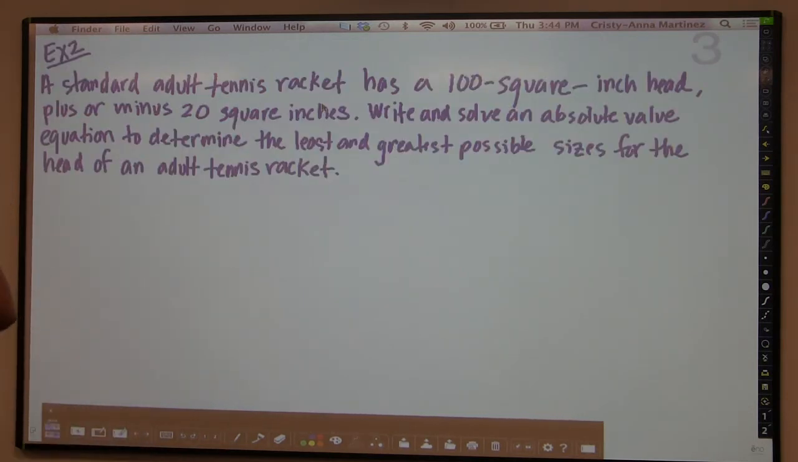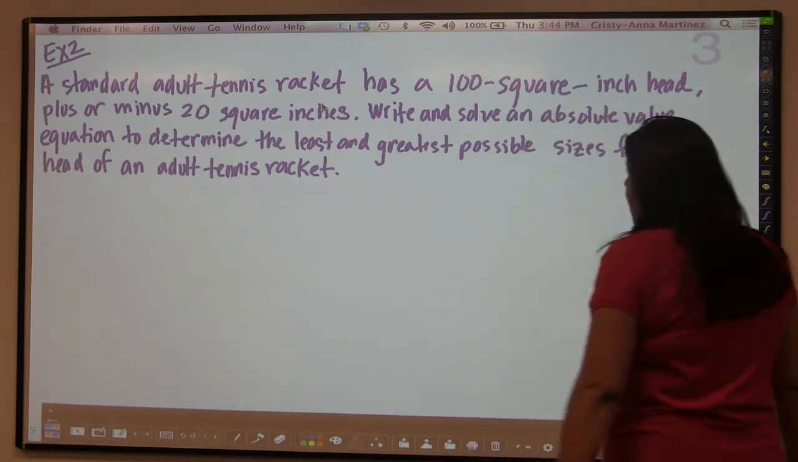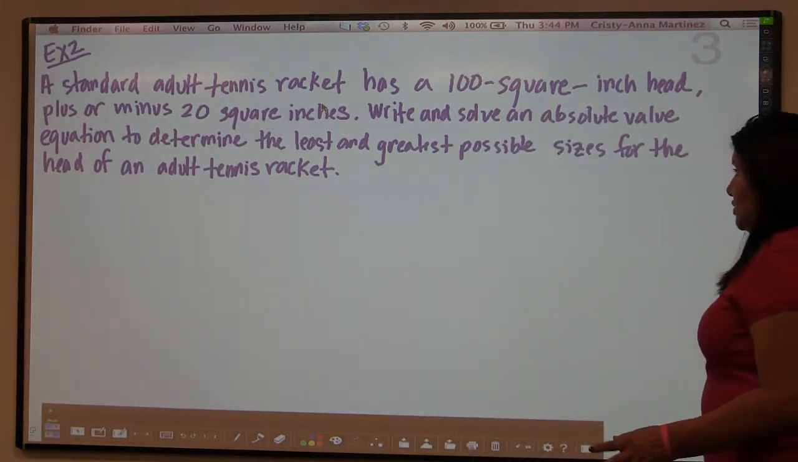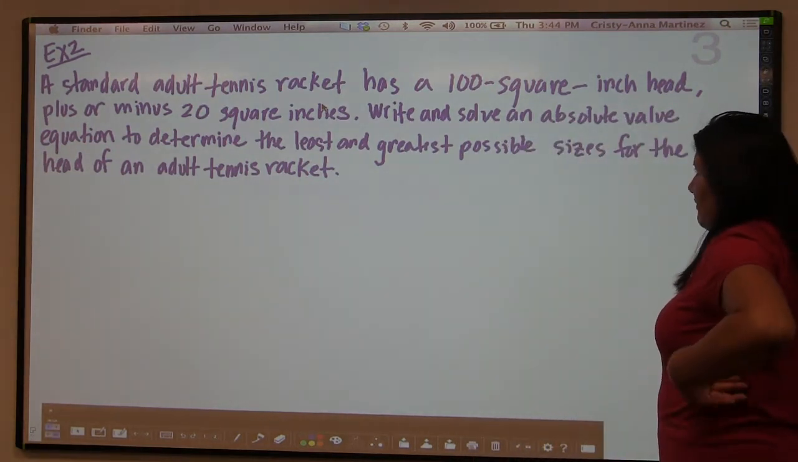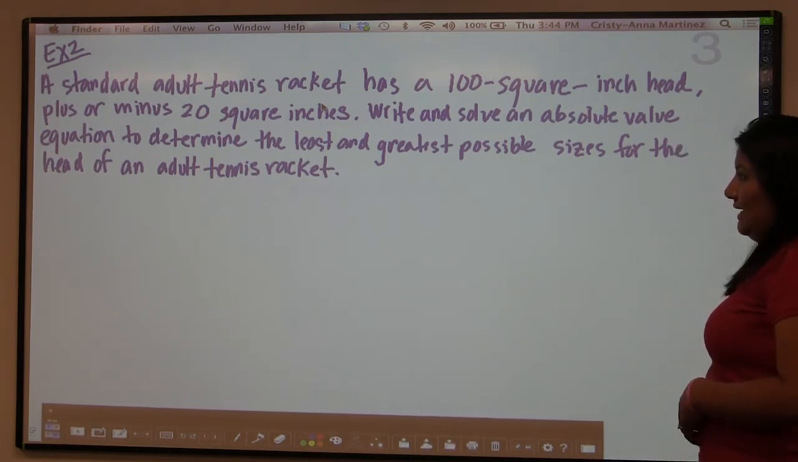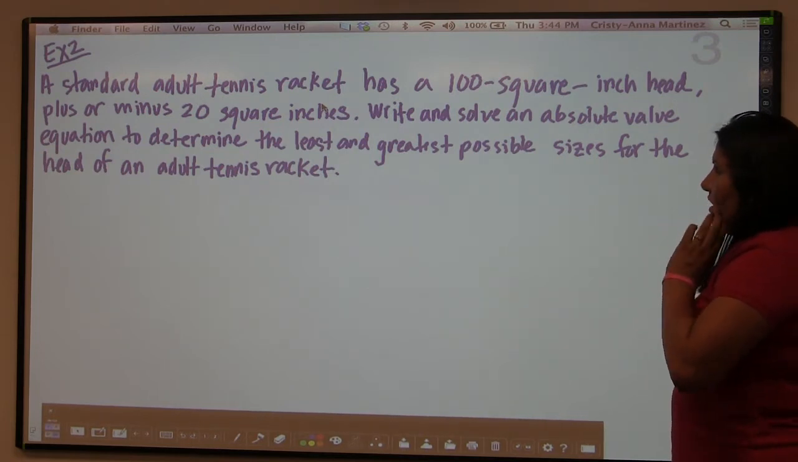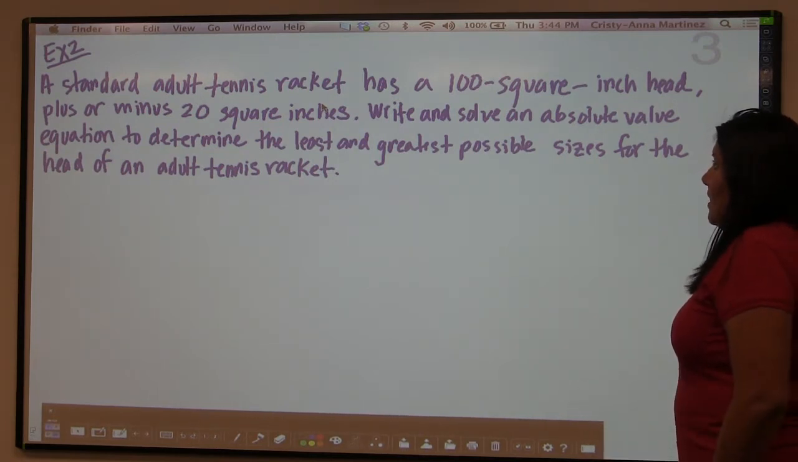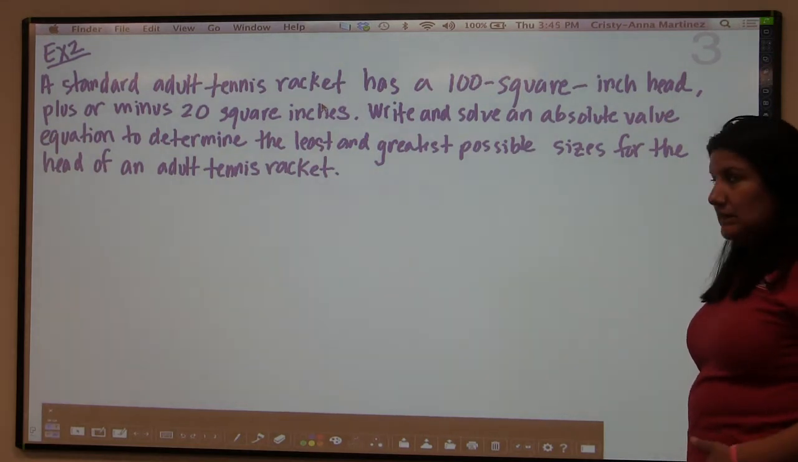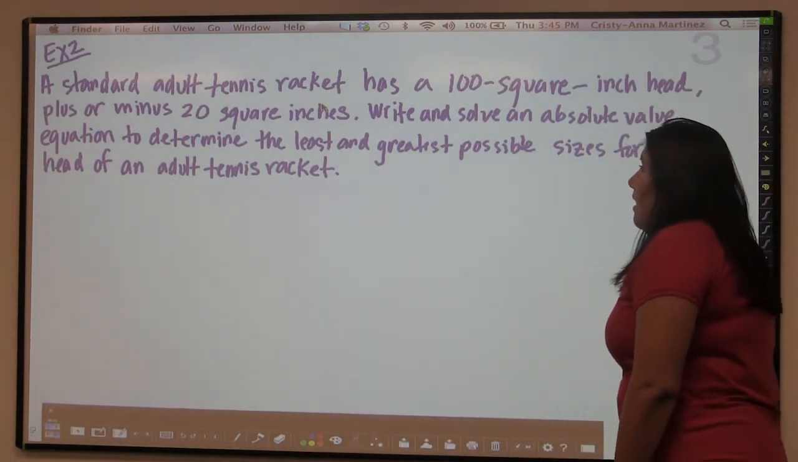And here we have an example. A standard adult tennis racket has a 100 square inch head plus or minus 20 square inches. Write and solve an absolute value equation to determine the least and greatest possible sizes for the head of an adult tennis racket. So at first sight, it seems kind of scary, all the words, but we could probably figure this out mentally, and then proceed to write and solve the absolute value equation.